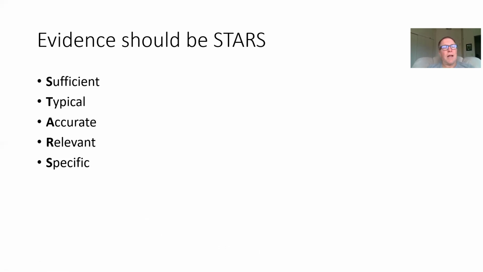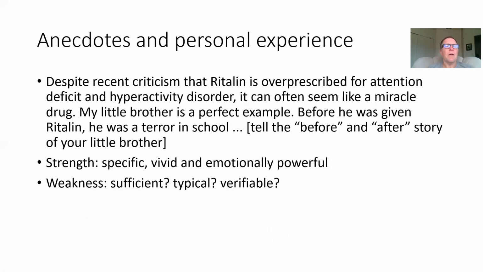Now, let's look at the different types of evidence and measure it up against this criteria we've got here. First of all, anecdotes and personal experience. So if we talk about Ritalin, we talk about, my little brother took Ritalin. Now, a couple of things about these personal experiences. First of all, it's specific, especially depending on how you explain it. If you explain it just in vague general terms, oh, my brother took Ritalin, he's doing much better. That's a little vague. But if I give specific details about that, that's great.